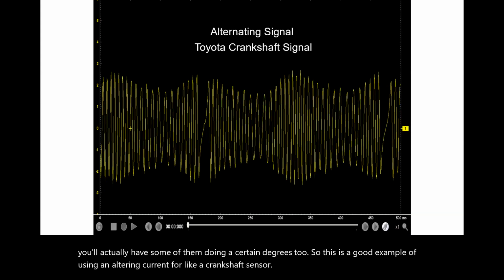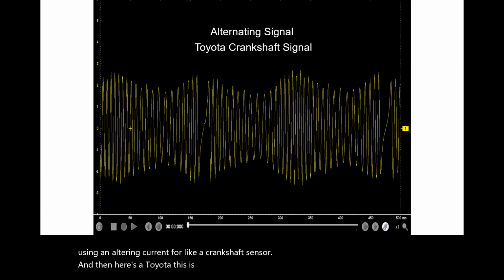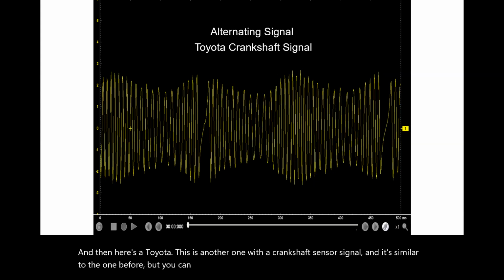And then here's a Toyota. This is another one with a crankshaft sensor signal, and it's similar to the one before, but you can actually see that this has that actual tooth missing again.